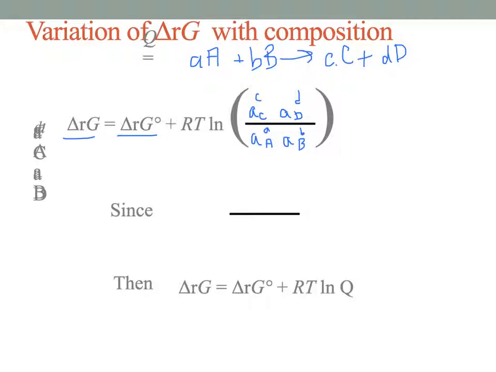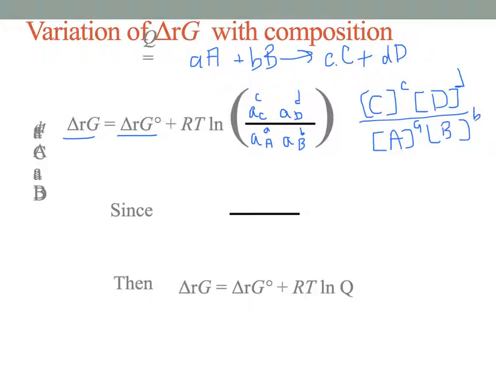over the activity of A raised to the stoichiometric coefficient of A over the activity of B raised to the stoichiometric coefficient of B. Remember, in general, you saw this as C raised to the power of C times D raised to the power of D over A raised to the power of A, B raised to the power of B. It's the same exact thing. You also saw this as pressure of C raised to the C, pressure of D raised to the D, over pressure of A raised to the A, pressure of B raised to the B.